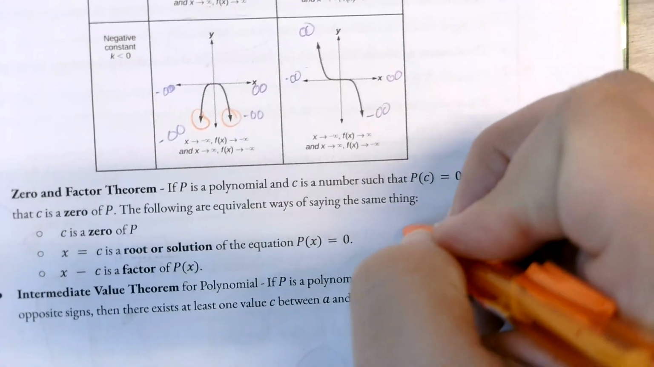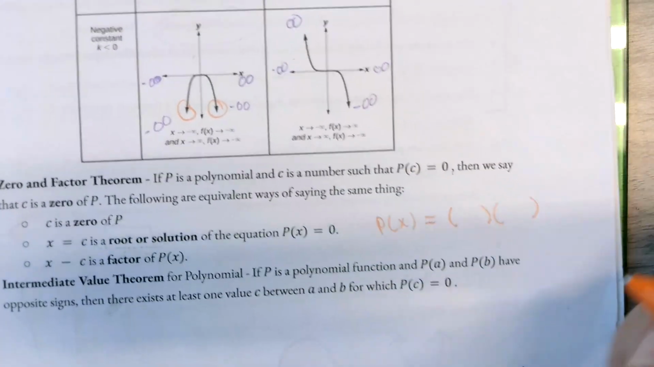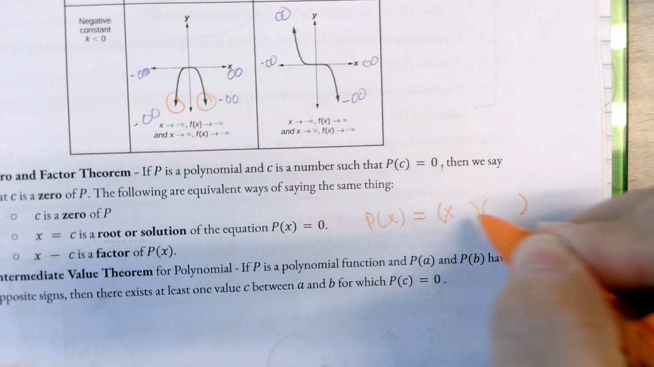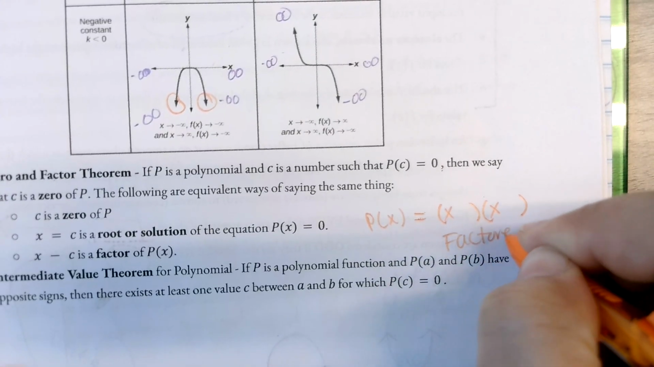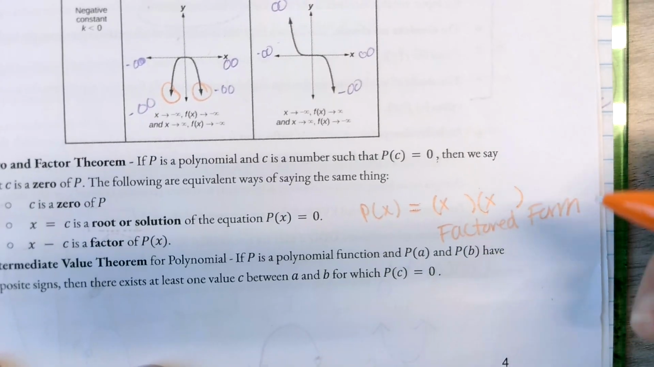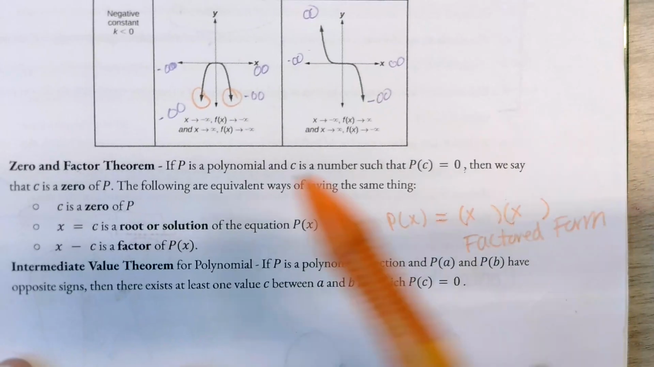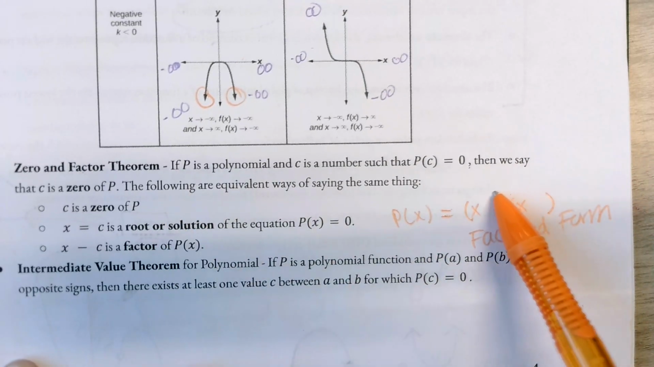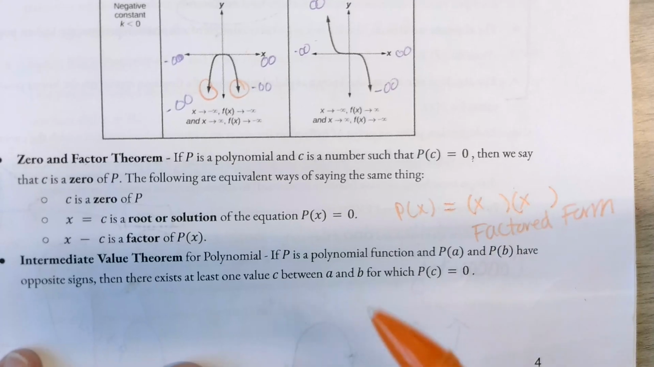So remember that p of x equals, when you have parentheses, you usually have an x here. This is factored form. We're going to use this to find multiplicity. But you can also use factored form, according to this theorem, to find out where your graph crosses the x-axis. So that's a great thing that we can use.